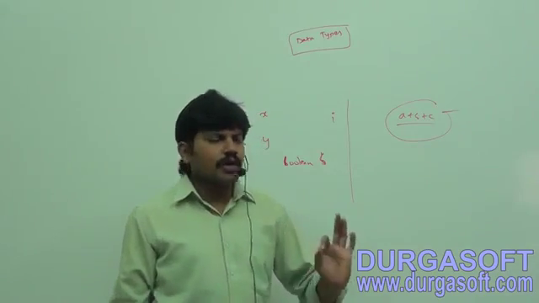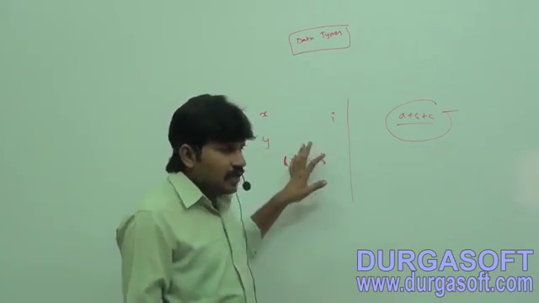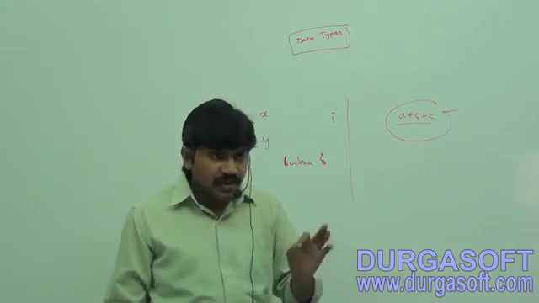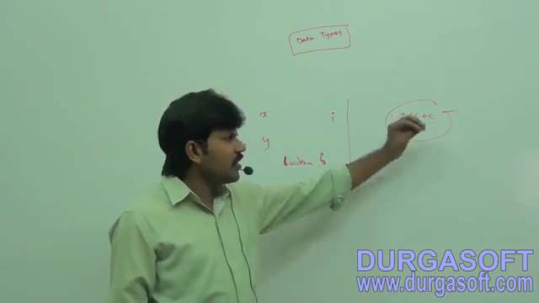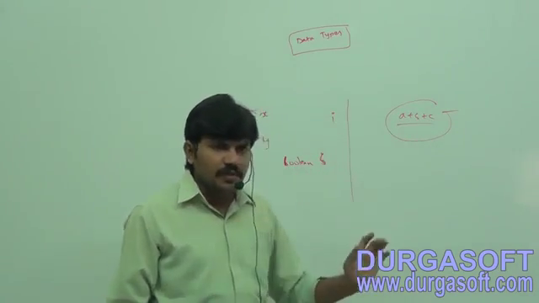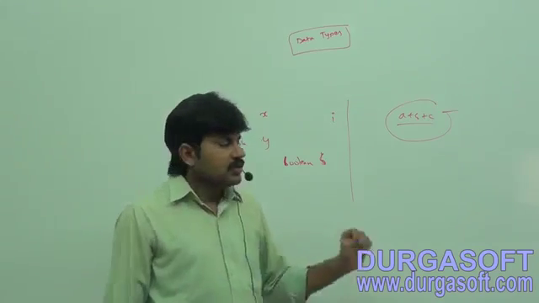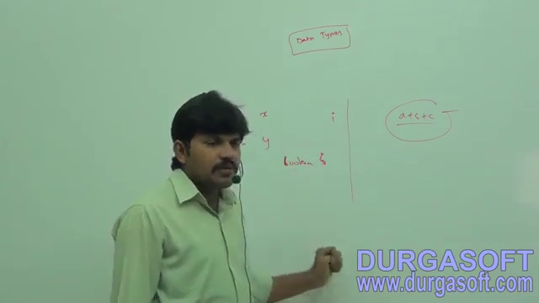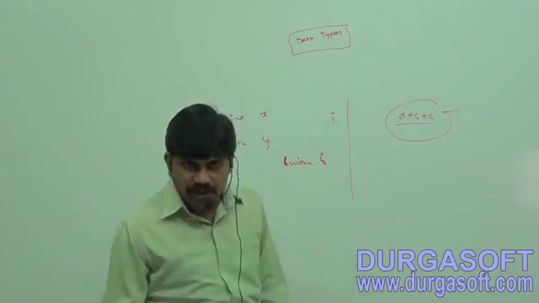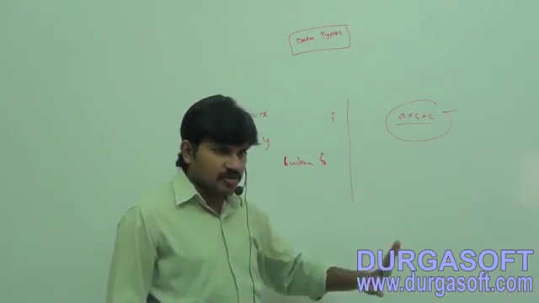So every variable in Java has some type. Every expression in Java has some type. Every variable and every expression should have some type. Without a type, there is no chance of a single variable or single expression existing, right?